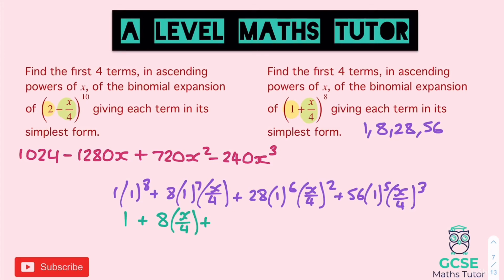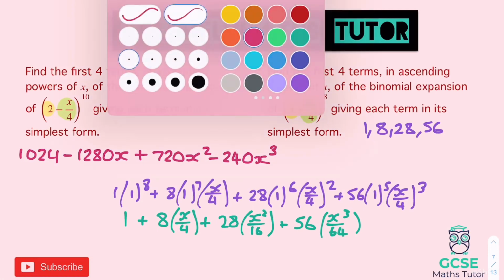Then we have 28 times 1, which is 28 lots of, and we've got x squared over 16 on the bottom. There we go, squaring x over 4. And then we have 56 times 1, which is 56. So 56 lots of, and then we've got x cubed on the top over 64. There we go. Right, that's quite nice and easy actually to just expand those pieces because of that 1 in there. Always makes it quite nice.